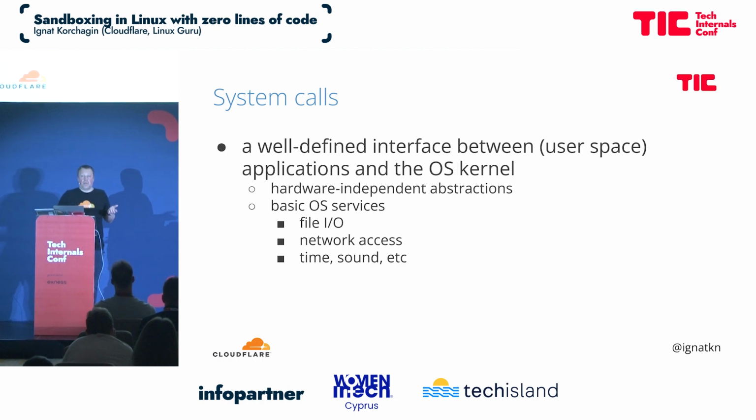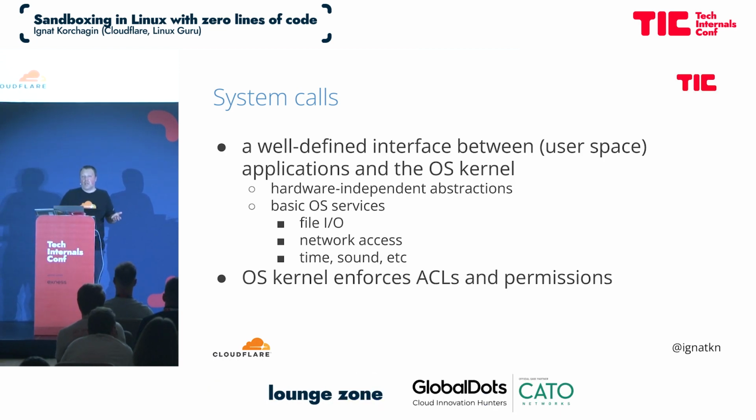So, for example, if you want to write some file to a disk, you really don't care on which hardware you run, whether an SSD or a spinning disk or NVMe. You just write files, and the operating system abstracts that access for you. Same for network access.